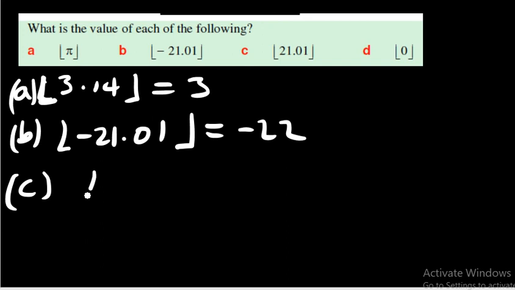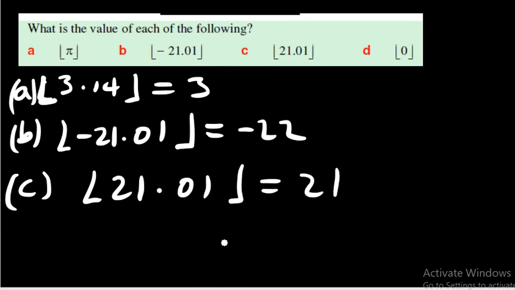Look C, the floor of 21.01, it must be 21. If the number is positive, take the digit which is before the decimal point, as it is. Look, 3 point whatever, it will be 3. 21 point whatever, it will be 21. If it is negative, just add on the magnitude. 21 plus 1 will be 22, but still negative.